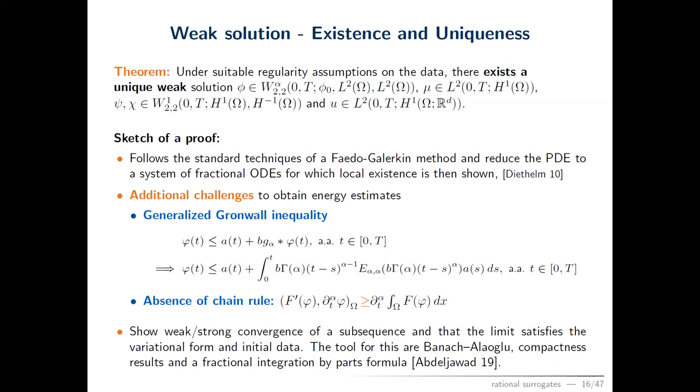And I already mentioned we have a kind of an absence of the chain rule. So we have here, unfortunately, no equal sign, but we have a larger-equal sign. And very often, that is good enough to have a larger-equal sign for upper bounds in the energy. Because at the end of the day, to get existence results, we need to have an upper bound in the energy. And that is the good news that at least we have. And then you proceed in a typical way. You show weak and strong convergence of a subsequence. Then you show that the limit satisfies the variational form. And you use all these different parts in the proofs.